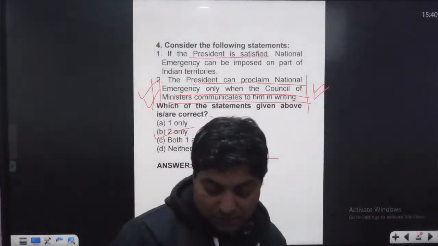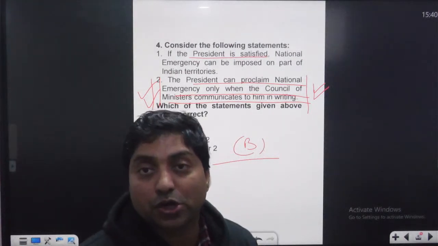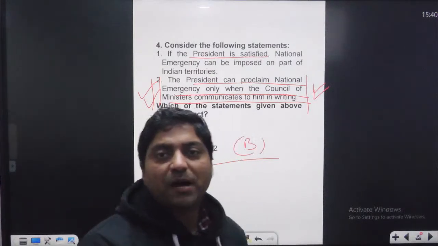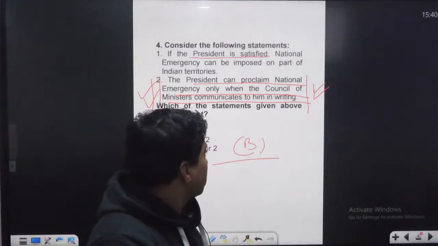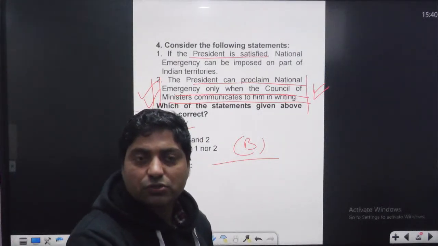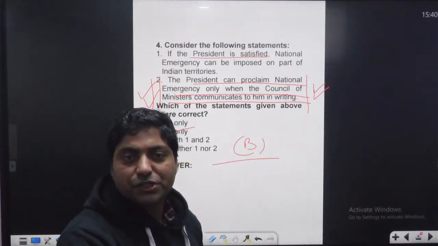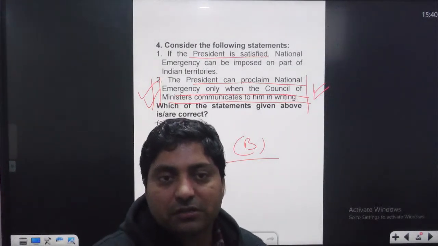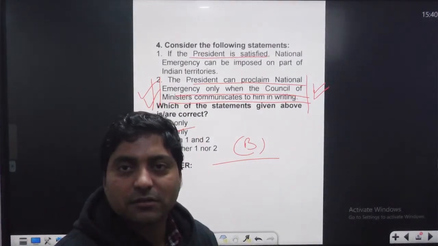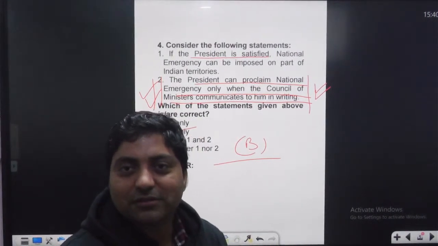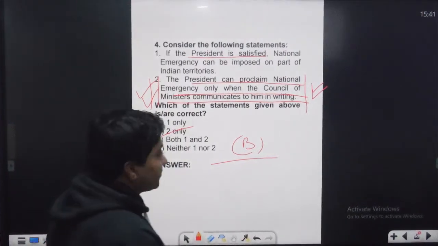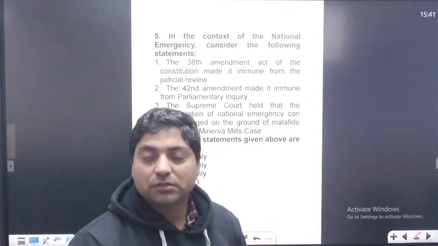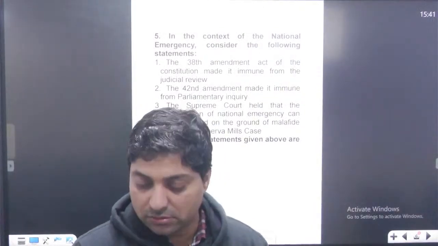If you look at the 44th Constitutional Amendment Act, which made some revision in the power of the president, in that case you see, the Council of Ministers has to give something in writing to the president in order for the president to impose national emergency. Now, you can see the next question.